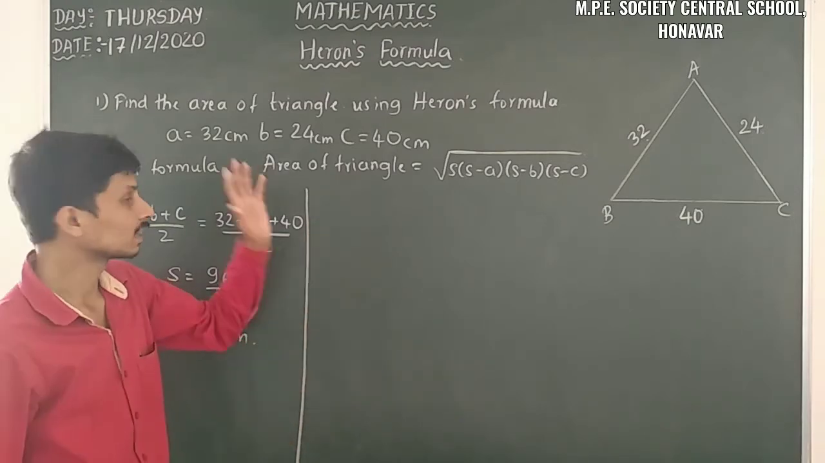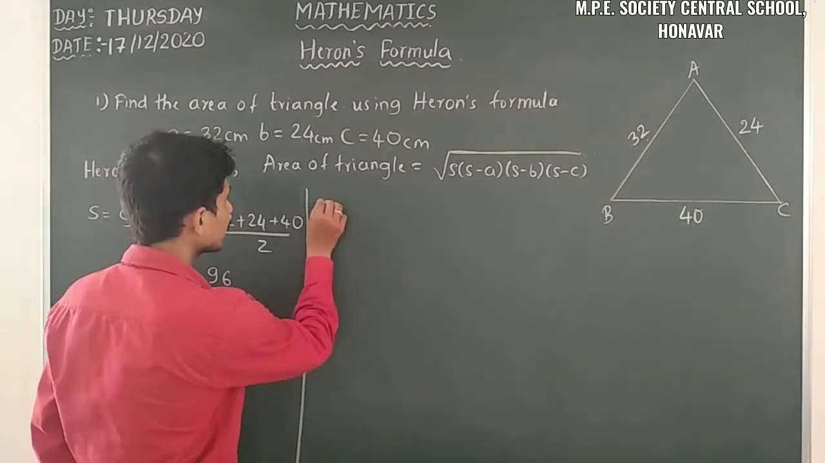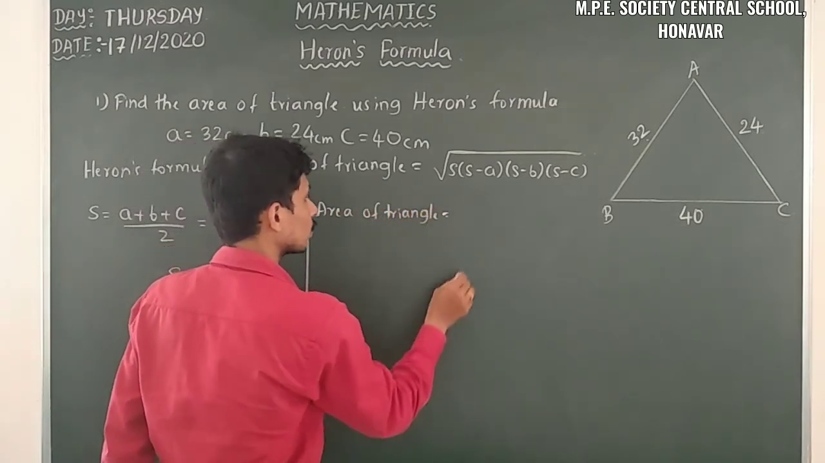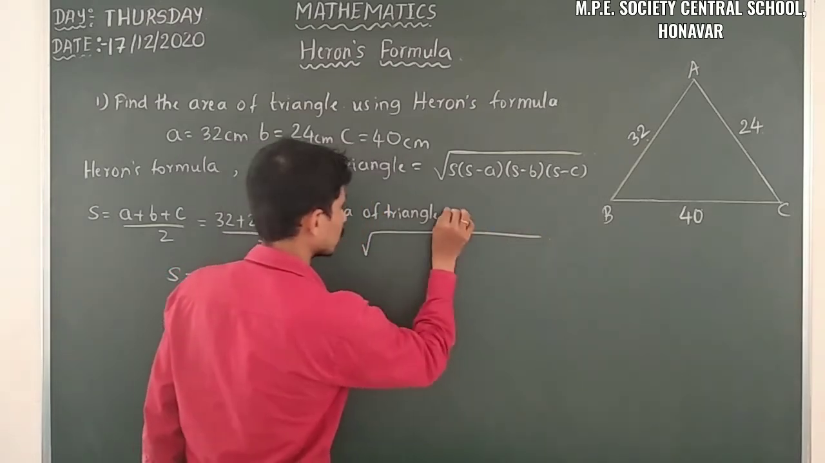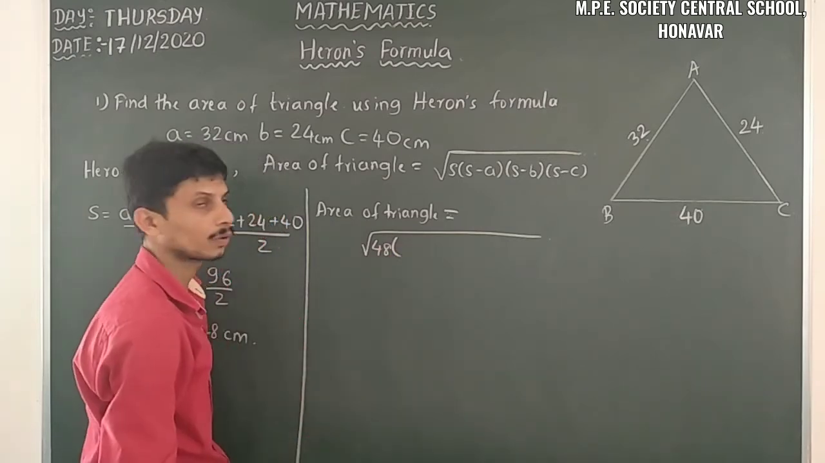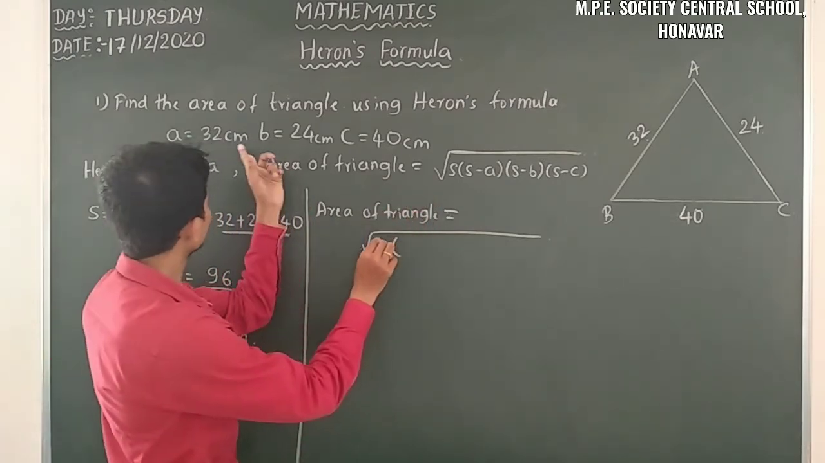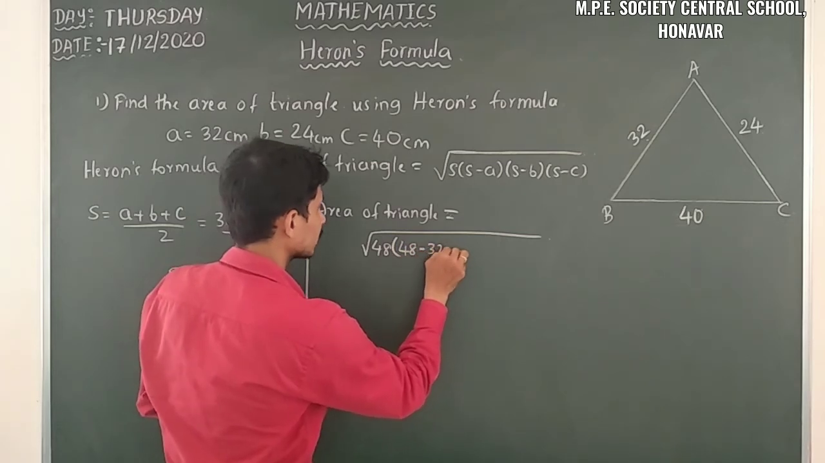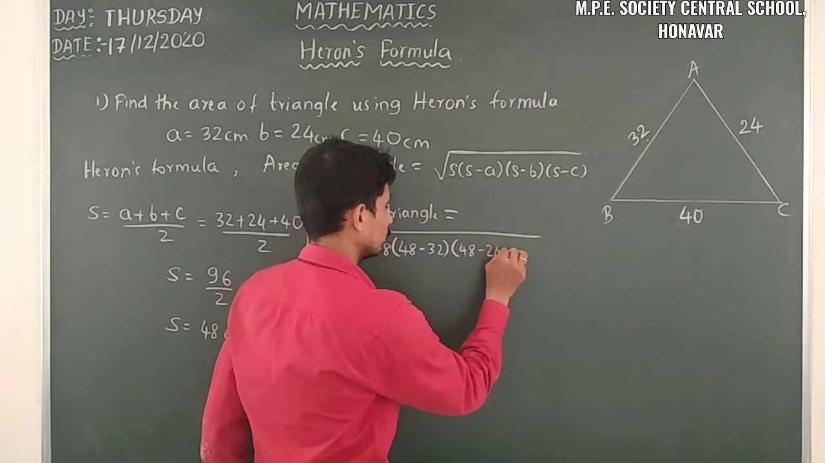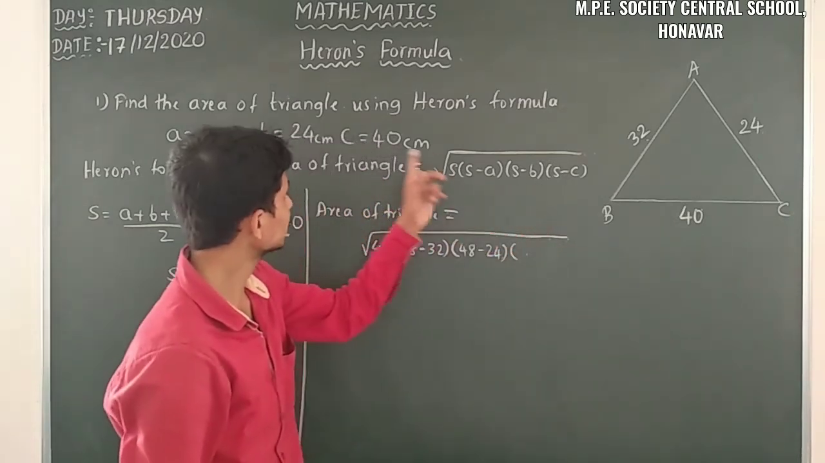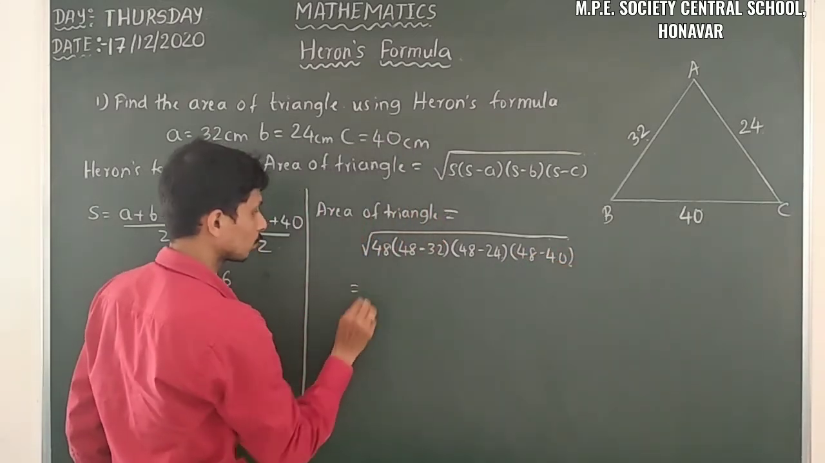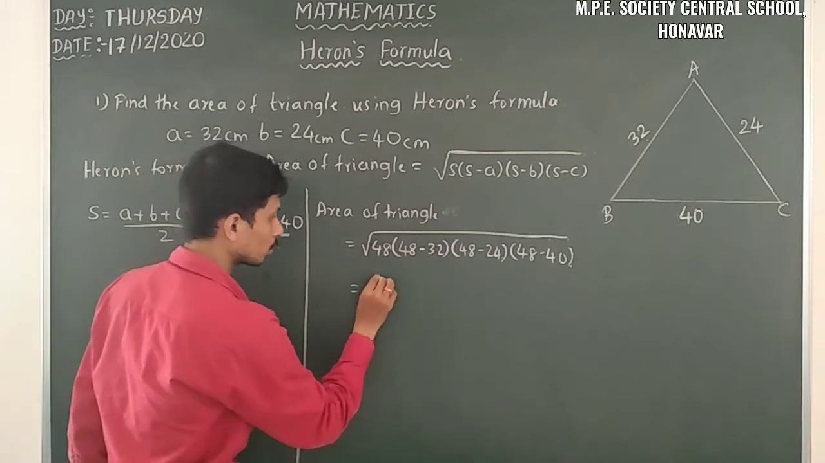This formula was invented by Heron. So let's take the area of triangle, which is equal to the square root of S, whose value is 48, into S minus A, that is 48 minus 32, into S minus B, that is 48 minus 24, into S minus C, that is 48 minus 40.